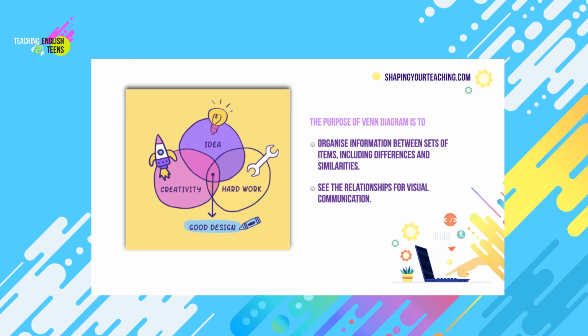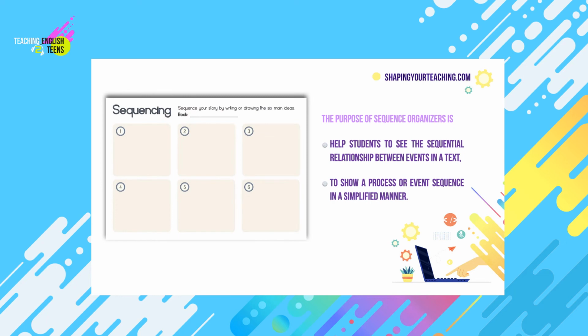First, it is used for organizing complex relationships visually, and it allows abstract ideas to be more visible. You may use this diagram with any topic as well as vocabulary and grammar. Sequence organizers are a type of graphic organizer that helps students to see the sequential relationship between events in a text. They can show a process or event sequence in a simplified manner.